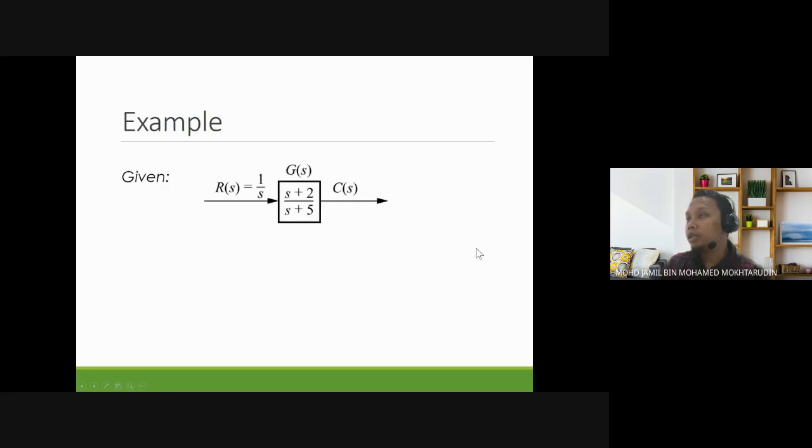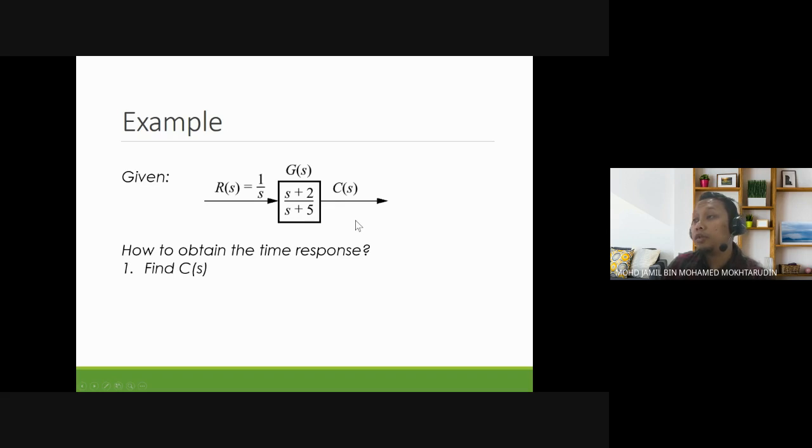So let's look at an example. Let's say you have a system with input R(s) equals 1 over s, going through a transfer function G(s) equals (s plus 2) divided by (s plus 5). And you want to find the output C(s). So how do we obtain the time response of C(s)?